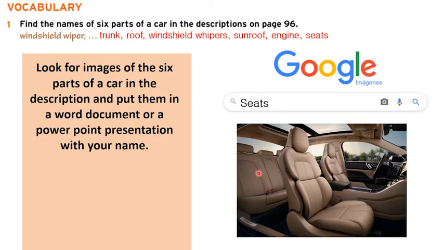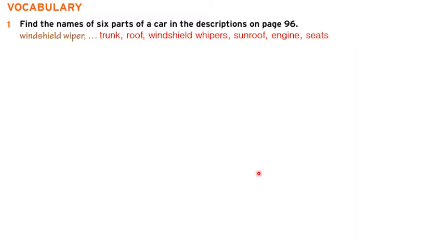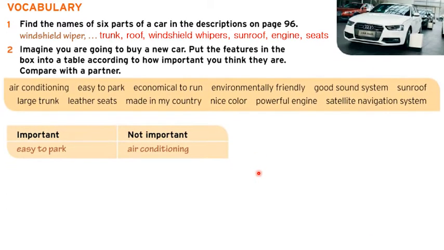Very good, guys. I hope that there are no questions about this vocabulary. Now, we're going to practice a little bit with exercise number 2. It says, imagine you are going to buy a new car. Put the features in the box into a table according to how important you think they are. Compare with a partner. So what you're going to do is take a look at this list and divide it into important or not important for you.